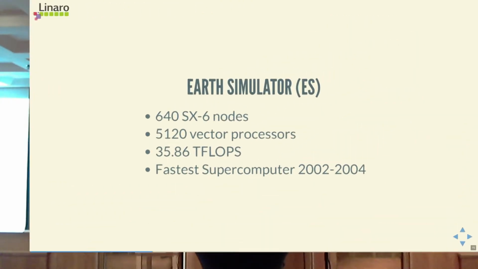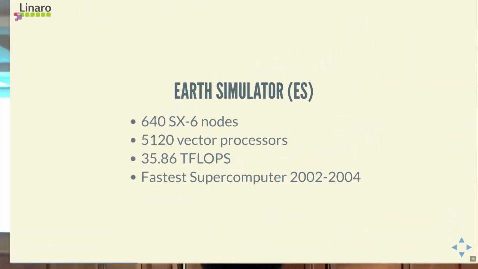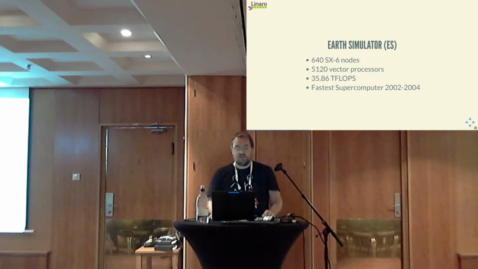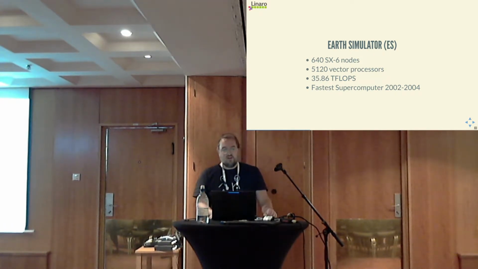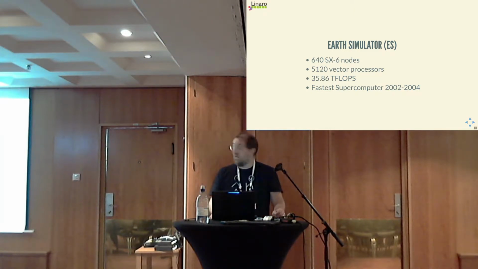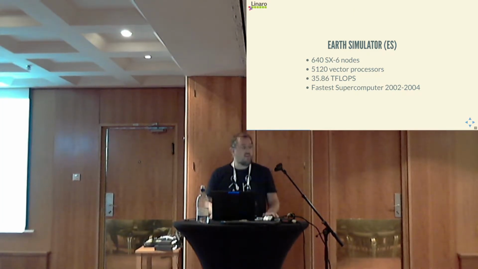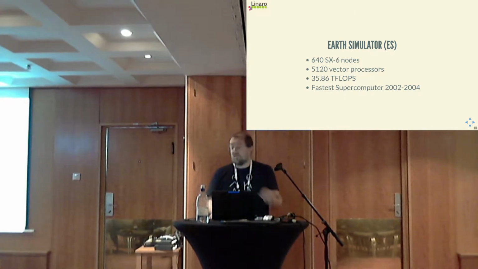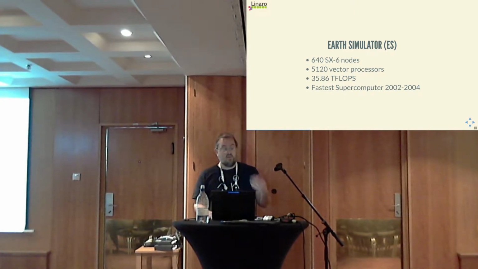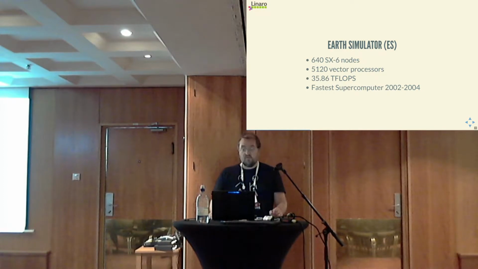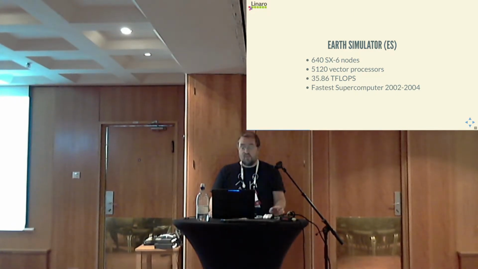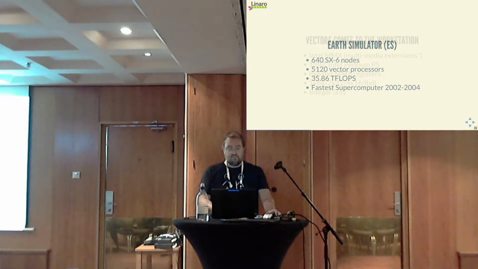So this is the Earth Simulator. It was built out of 640 of those SX6 compute nodes, and it had a total of about 5,000 vector processors. So that gave it, for its time, a pretty respectable performance of 35 teraflops. It spent most of its time running global climate models and solving various geophysics problems. And it held the record for the world's fastest supercomputer at the beginning of the millennium, from 2002 to about 2004, when IBM's Blue Gene exceeded it.